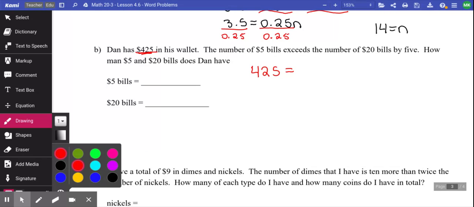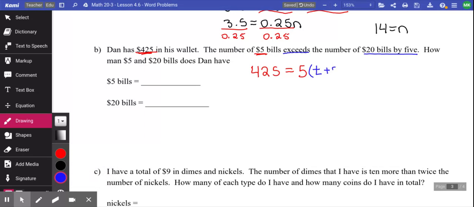Let's start with the $5 bills. A $5 bill is worth $5, and we need to multiply that by however many $5 bills he has. We don't know how many he has, but we know it exceeds, that means is more than, the $20 bills by 5. So however many $20 bills we have, which I'm going to put a T, I have 5 more. So the number of $5 bills is T plus 5. The 20s plus 5 more.